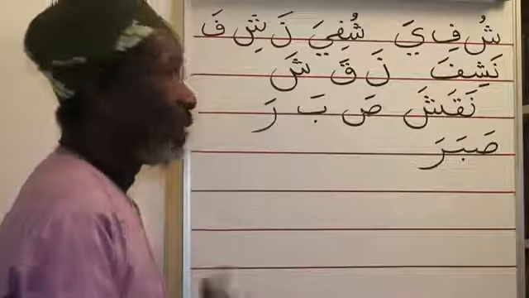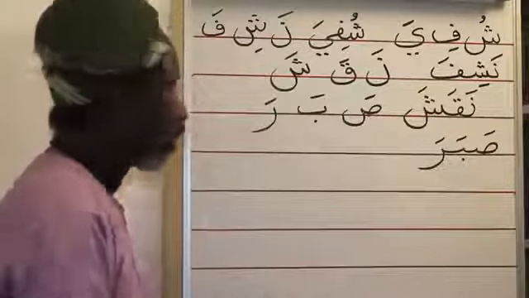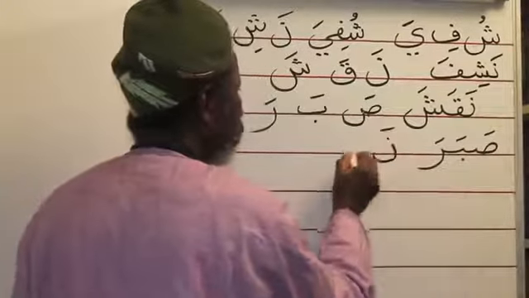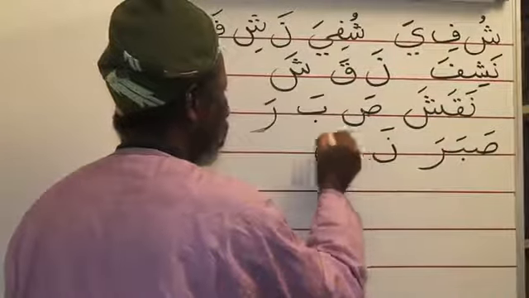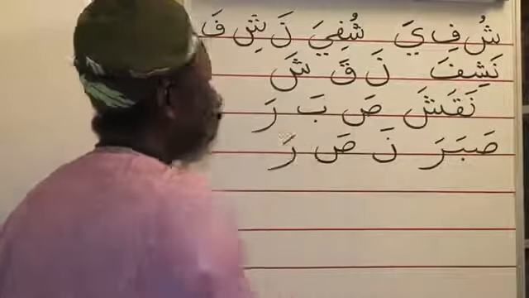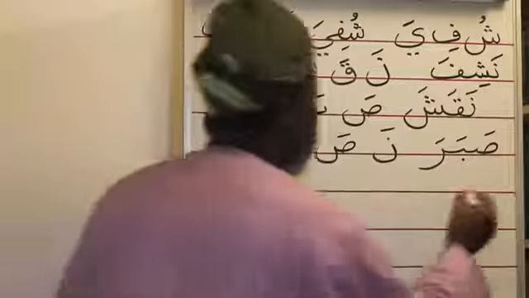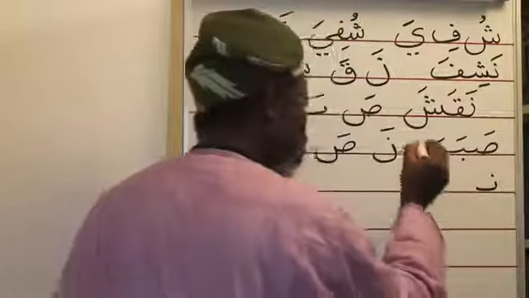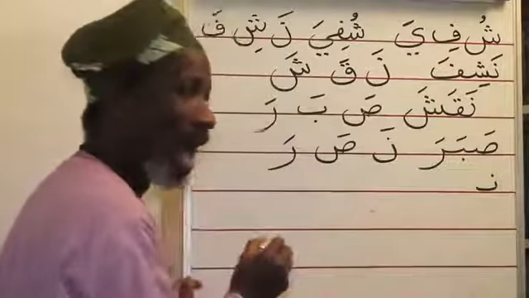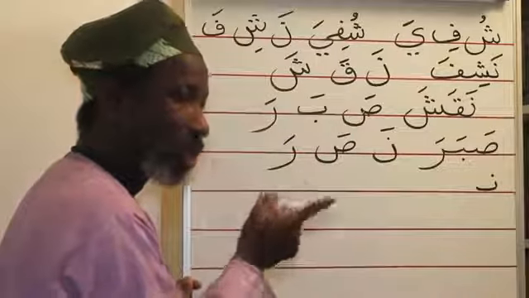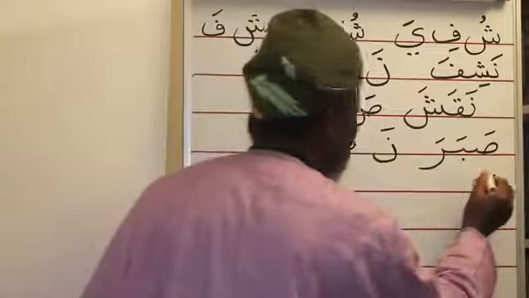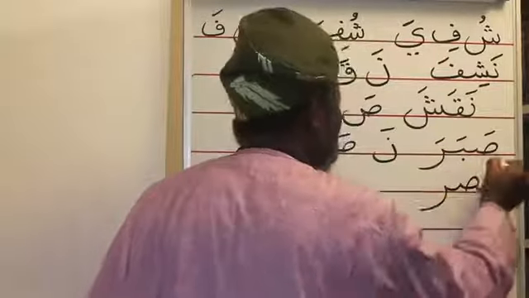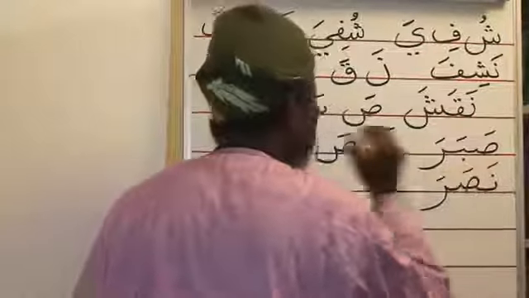Sod in the middle. Nasara. Na, sa, ra. Nasara. Joint form. Remember that you need to reposition your hand when writing sod in the joint form in the middle. So say na, sa, ra. Na, sa, ra. Nasara.